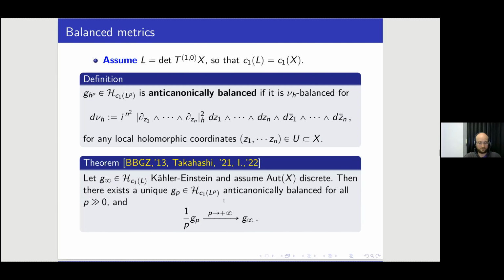And then an extension of the theorem of Donaldson in this case, first due to Berman, Boucksom, Guedj, Zeriahi, but also Takahashi, and then myself giving another proof. So it's three different proofs telling you that if there exists a Kähler-Einstein metric and the automorphism group is discrete, we have a sequence of anticanonically balanced metrics, unique up to automorphism, tending to the Kähler-Einstein metric, right?